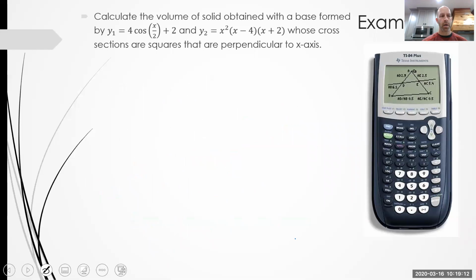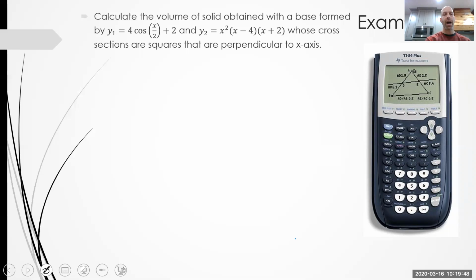Example number 2, I'm going to not do as much work. I'm going to encourage you to get your calculator out and actually do the work on this one. I'm going to give you the highlights, and I would encourage you to go through and see that you agree with me. So we're going to calculate the volume of a solid obtained with a base formed by these two curves. Now, I'm just going to tell you right now, these curves are kind of interesting. Make sure you're in radian mode. And I want to draw the curves for you, but I'm not going to. You need to do this with your graphing calculator. You'll need to adjust the window and all those things.